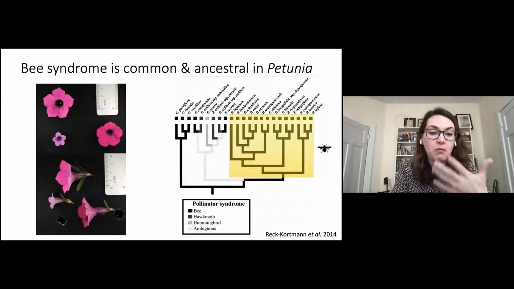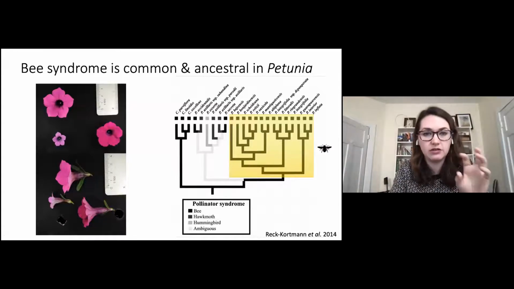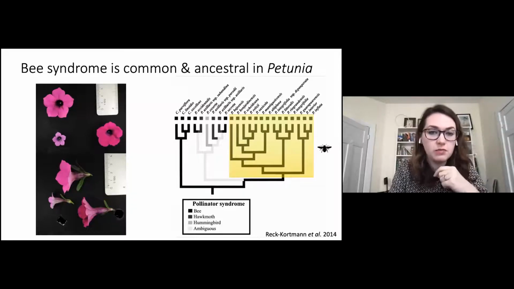So bee syndrome is actually the most common syndrome in Petunia, if we're just counting the species. And it's largely housed in one clade of Petunia, which is called the short tube clade. And all of these species look quite similar, other than size.